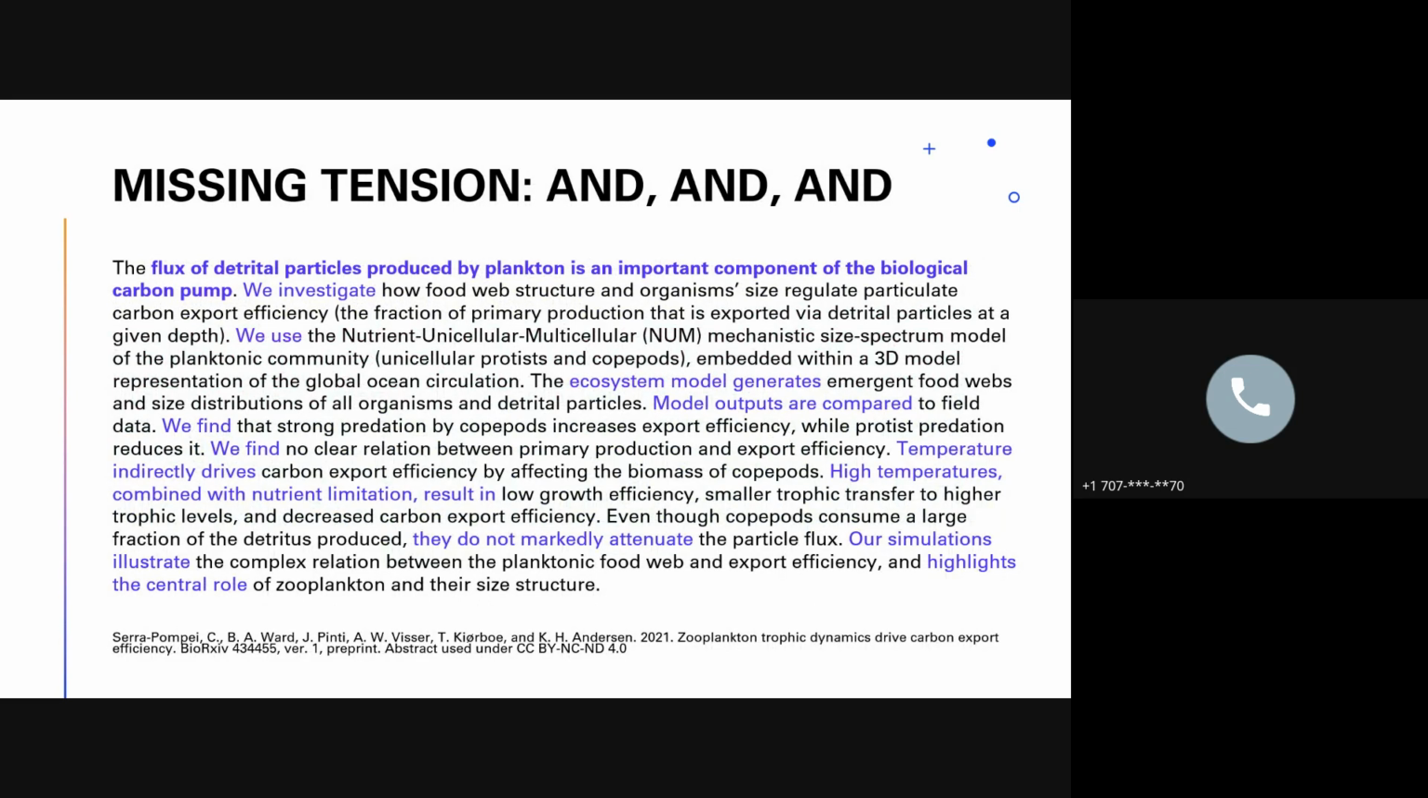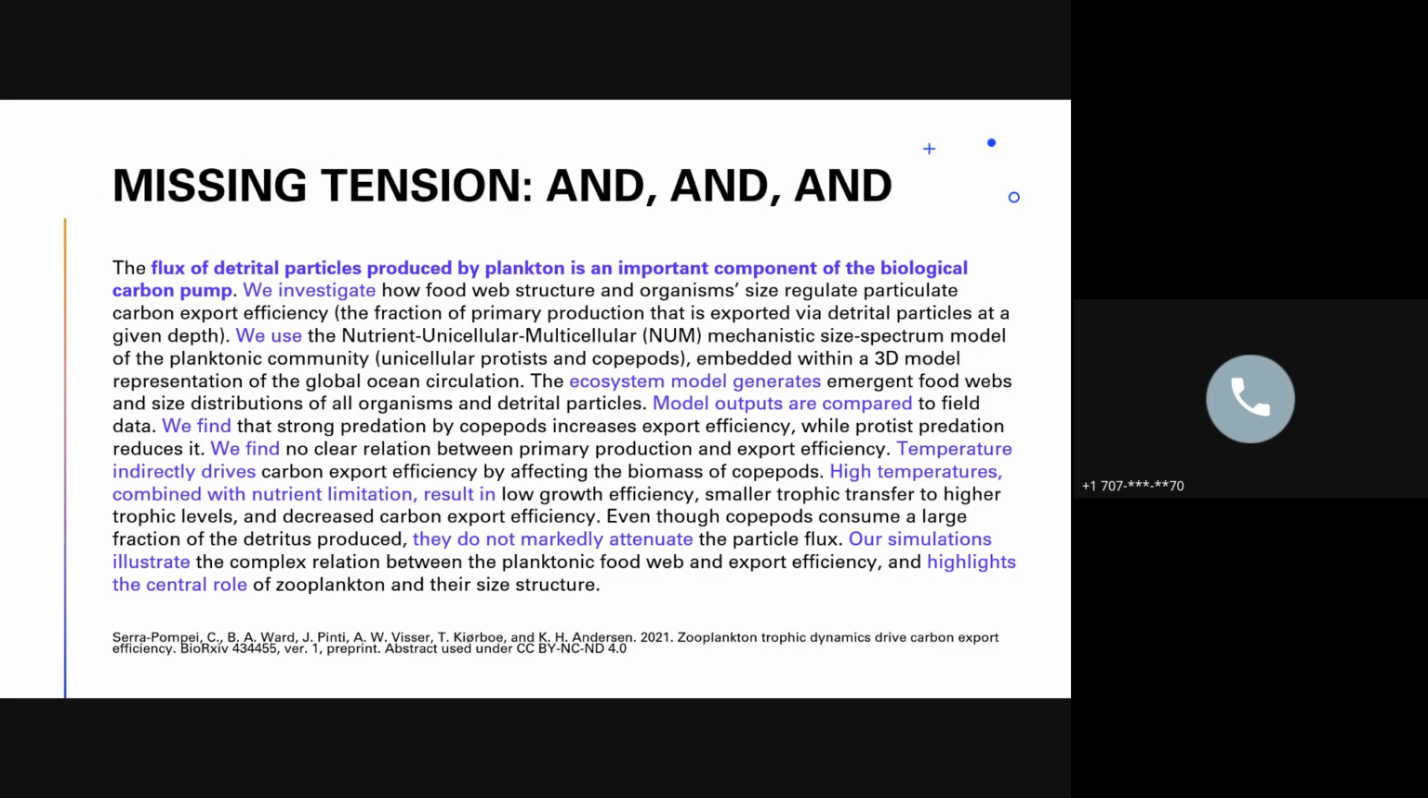And just like we were talking about earlier, we can have not enough tension. So we could be missing tension, and that could be what we call the and structure instead of and, but, therefore. So here we've got the flux of detrital particles, an introduction of the topic in the first sentence. Then we investigate something. We use this ecosystem model, which generates this. Model outputs are compared. We find this. Temperature indirectly drives this. High temperatures combined with this result in something. So we're seeing a lot of information, but we're not really seeing a clear tension established.